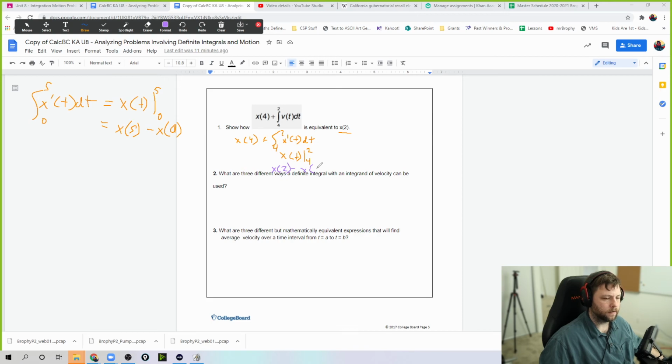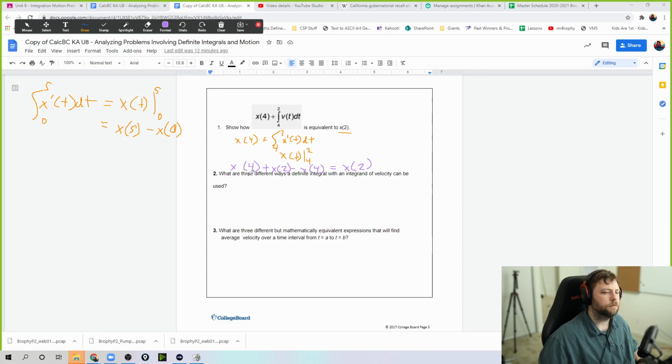minus x of 4. You can all write this in your notes or print it out or whatever. So now that I've done this, these two would cancel out, and that'll just be equal to x of 2. So I can manipulate this to prove it, if someone didn't understand that it was equal to x of 2. It's really just definite integration.